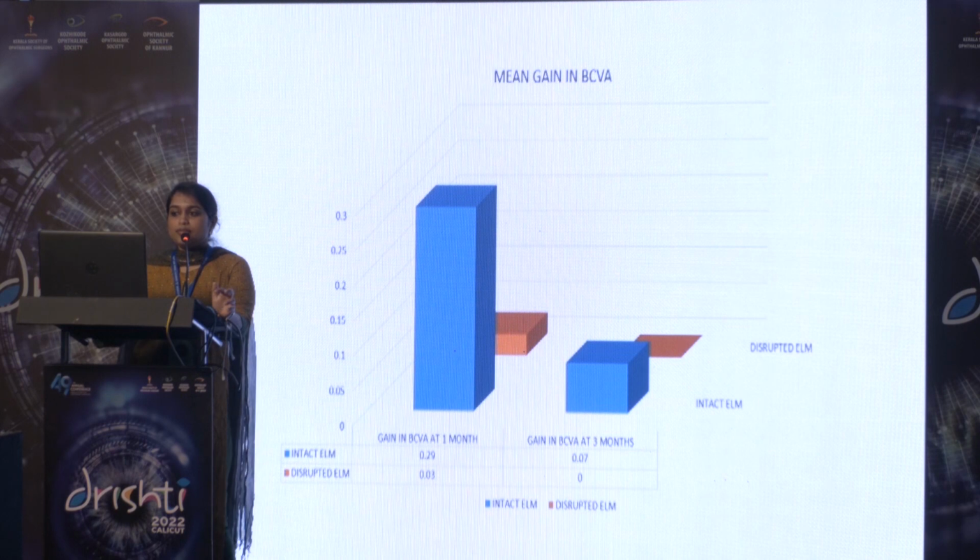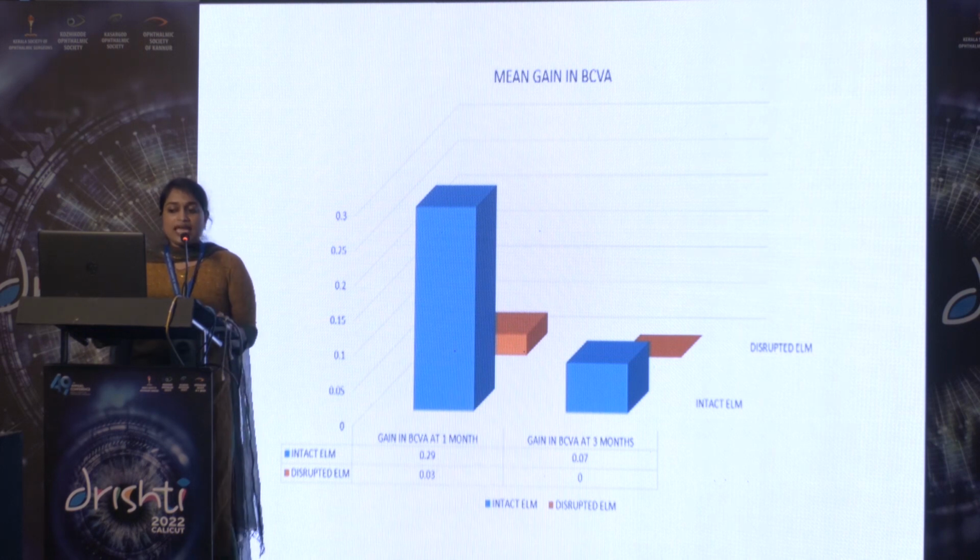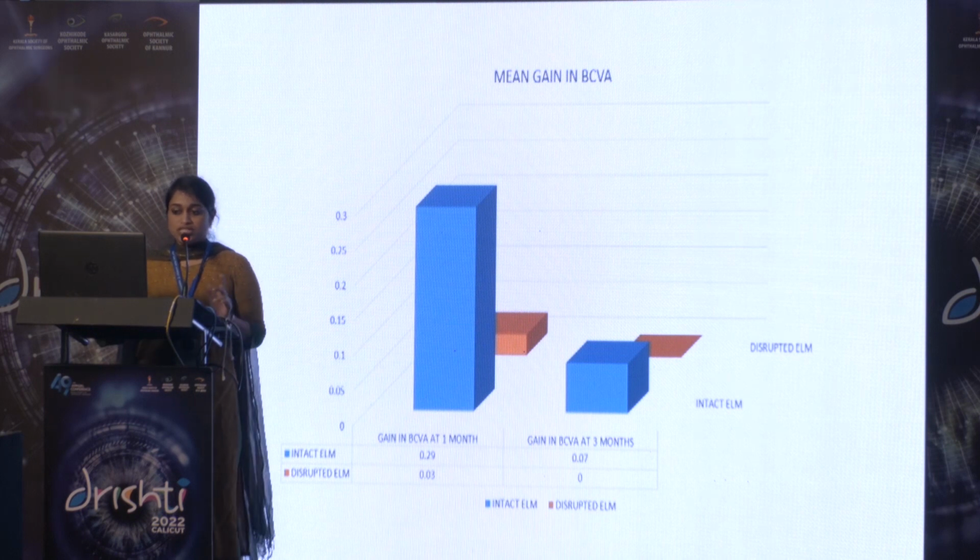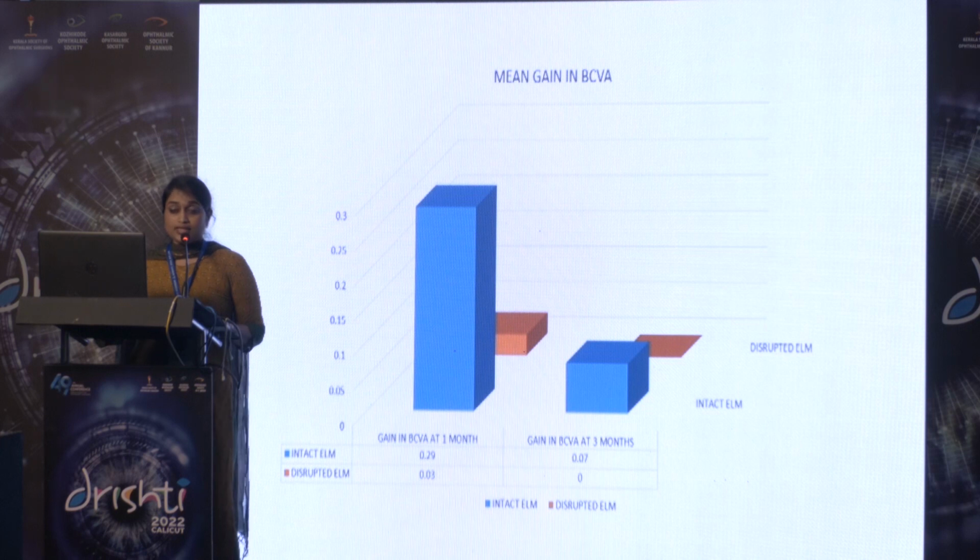And the mean gain in best corrected visual acuity in the intact ELM group was 0.29 at the 1st month, and the further gain at the 3rd month was 0.07 with a significant p-value. And those with disrupted ELM, the gain in BCVA at the first month post injection was 0.03, and the further gain in BCVA at 3 months post injection was 0.